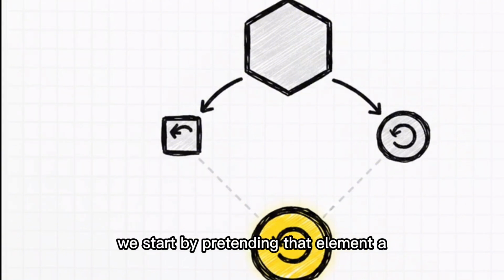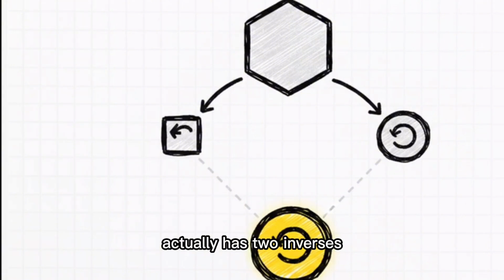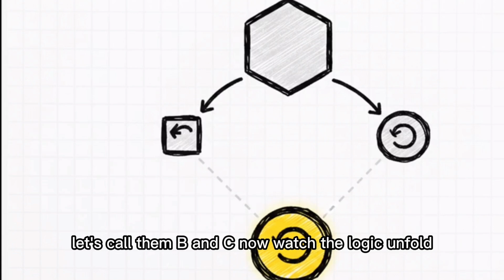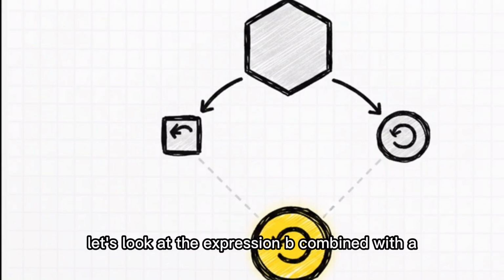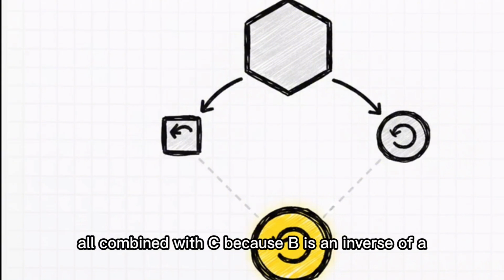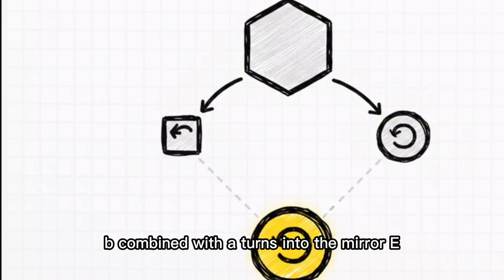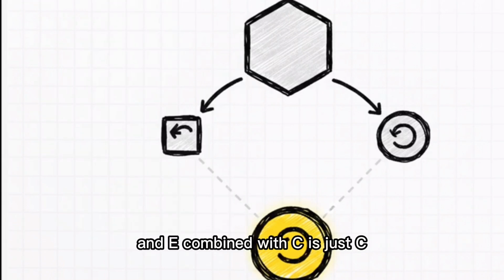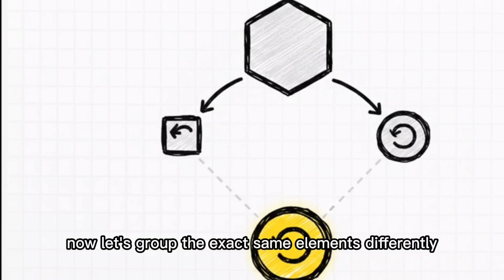We start by pretending that element A actually has two inverses. Let's call them B and C. Now, watch the logic unfold. Let's look at the expression B combined with A, all combined with C. Because B is an inverse of A, B combined with A turns into the mirror E, and E combined with C is just C. Okay, now let's group the exact same elements differently.